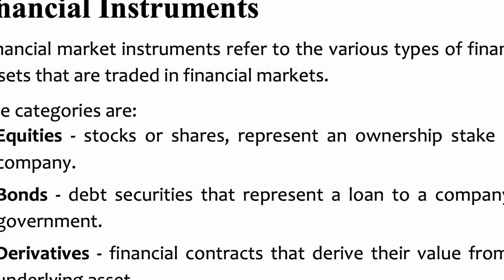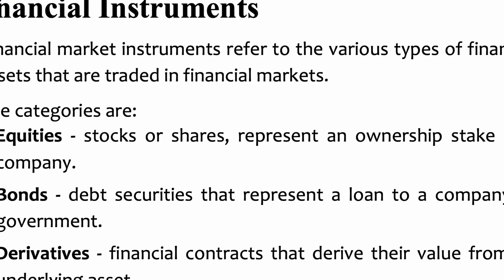Then what are the financial instruments that are traded in the financial market? The financial instruments are the various types of assets that are traded. They are divided into many categories. Some of them are equities. Equities are shares or stock that represent an ownership stake in a company. Then we have bonds, that is, securities that represent a loan to a company or government.